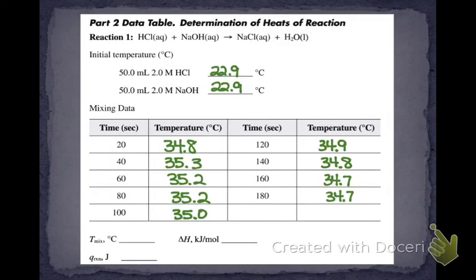So here's all the data that we collected for reaction number 1, which is the hydrochloric acid and sodium hydroxide. So I would pause the video and copy this data into your data table. That data table is found on page 5 of your lab handout.